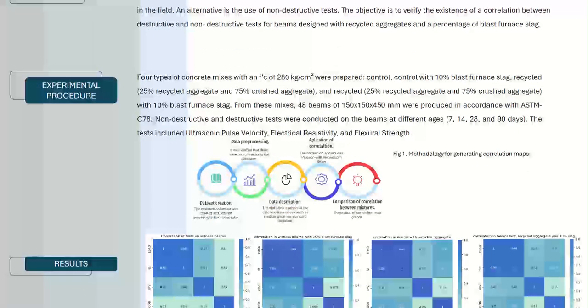Experimental procedure. Four types of concrete mixes were prepared: control, control with 10% blast furnace slag, recycled, and recycled with 10% blast furnace slag. From these mixes, 48 beams were produced according to norm ASTM C78. Non-destructive and destructive tests were conducted on the beams at different ages: 7, 14, 28, and 90 days. The tests include ultrasonic pulse velocity, electrical resistivity, and flexural strength.